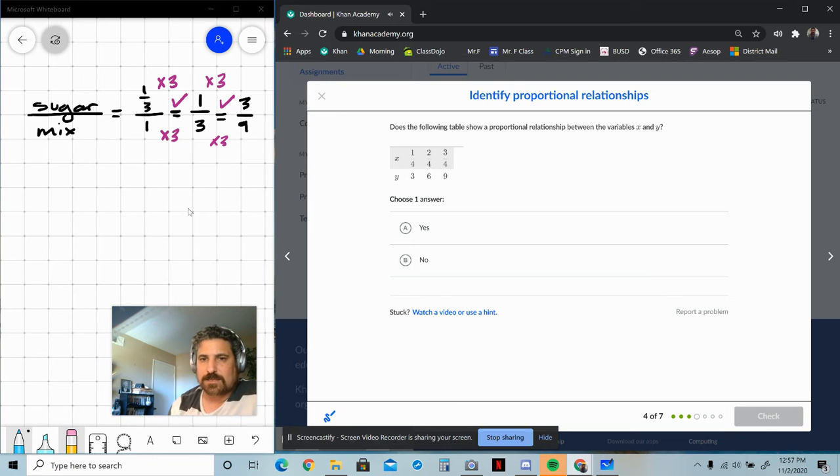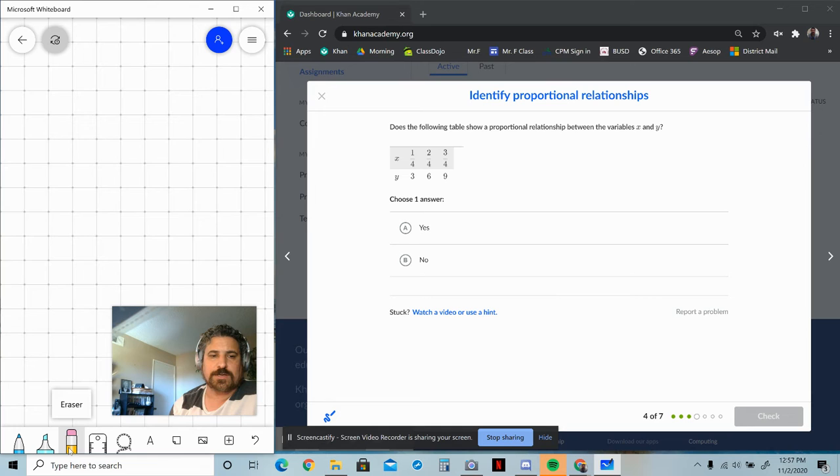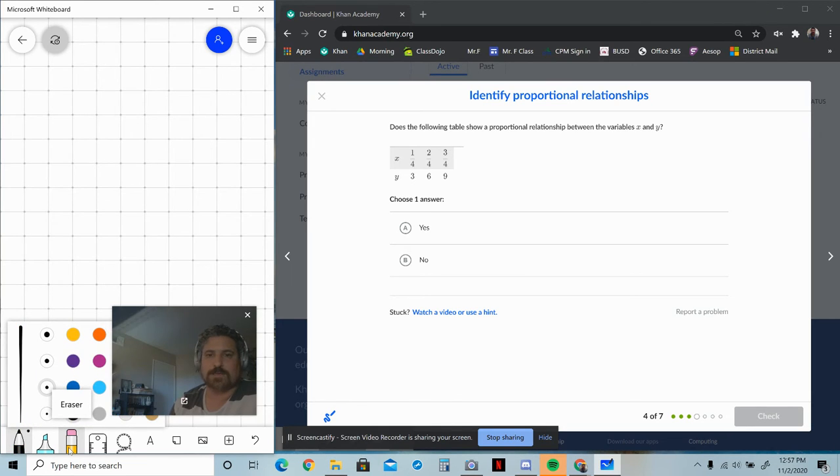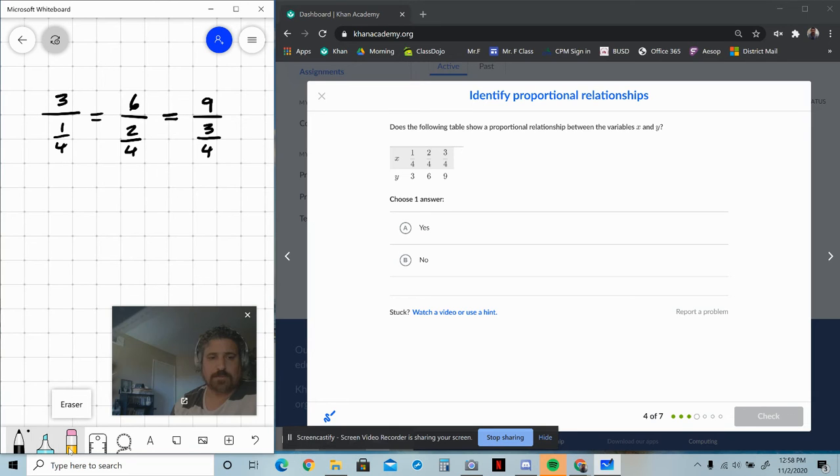The next thing says, does the following table show a proportional relationship between the variables x and y? Once again, I don't really know what these categories are. It doesn't matter. All that matters is that the ratio of y over x is always the same. So you just ask yourself, is 3 over 1/4 the same as 6 over 2/4, the same as 9 over 3/4? Is that ratio always the same? If that ratio stays constant, you have a proportional relationship.